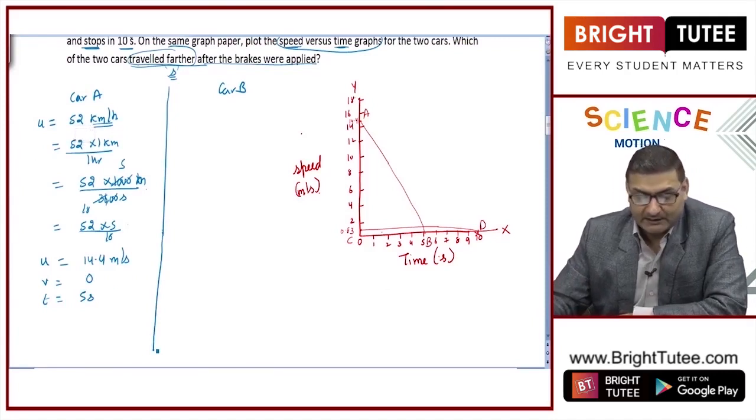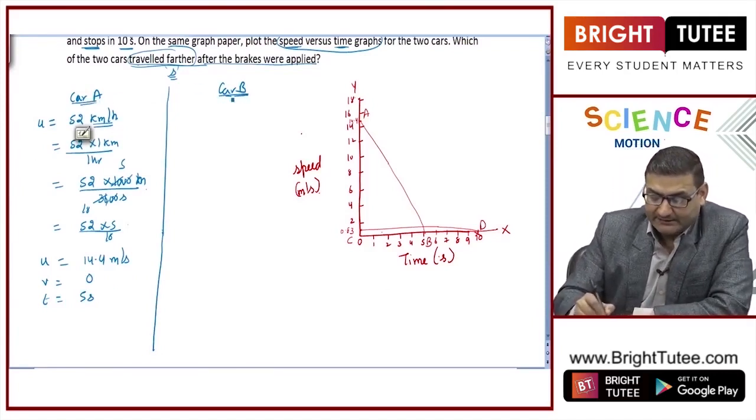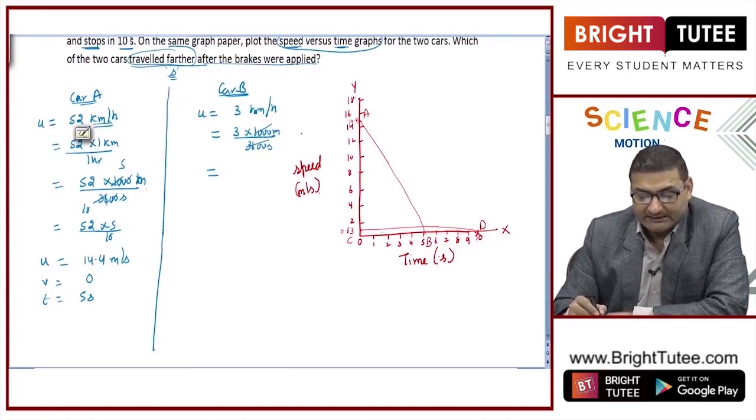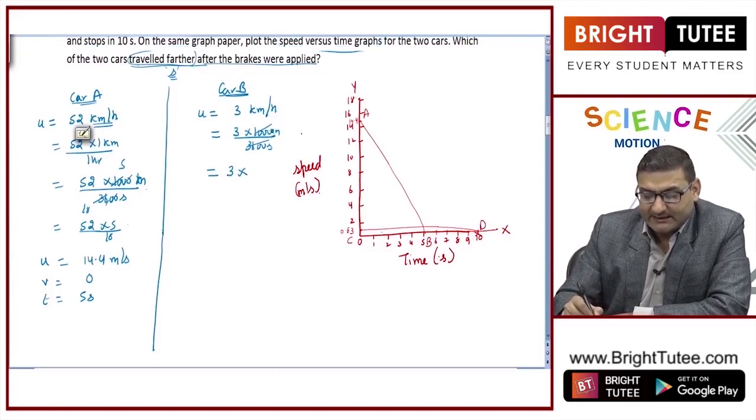Let us talk about car B now. The initial velocity of car B is 3 kilometers per hour. Again changing the units, it will be 3 into 1000 meters upon 3600 seconds. Right? Cancelling it out, we have studied earlier also that whenever kilometer per hour is converted to meter per second, the net effect will come out to be 5 upon 18. Right? Cancelling it out.